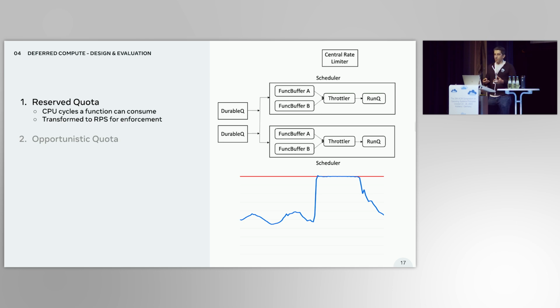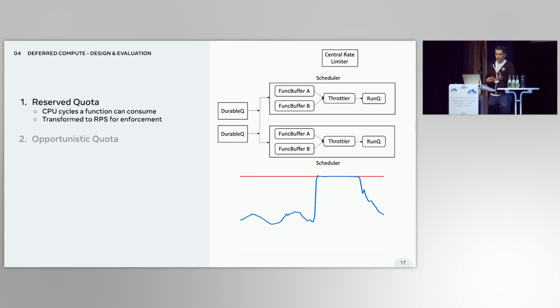The enforcement is done in the schedulers. Inside the scheduler, we have buffers for each of the functions, and we have logic that continuously takes items from the buffers and passes them to the run queue. Within this logic, we have throttlers. The throttlers are always consulting the central rate limiter, a component that's outside our critical path, and it can inform the schedulers what RPS rate limit to use for throttling.